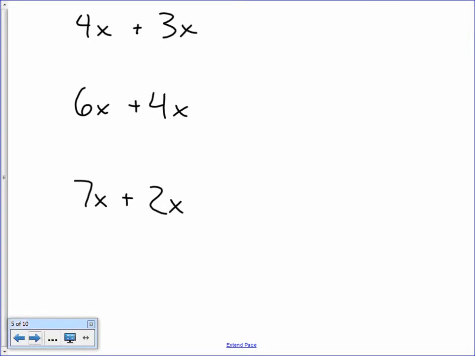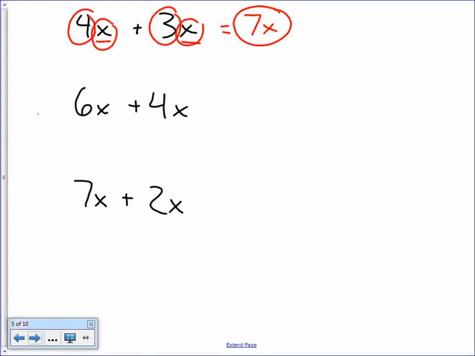If we look at the first one, we have 4x plus 3x. You notice that after the 4 we have an x, and after the 3 we have an x. So the x's are the same, so it's kind of like a matching game. These are what we call like terms. Since those x's are the same, what I can do is take those numbers in front and add them together. 4 plus 3 will give me 7, and then just write down that common variable, the x. So this is what we call combining like terms. They're like terms because they have that x in common.